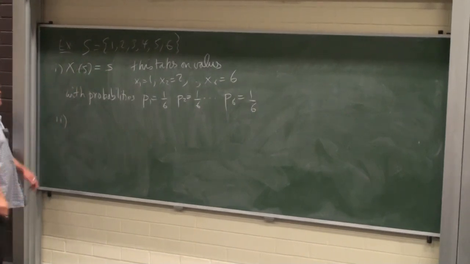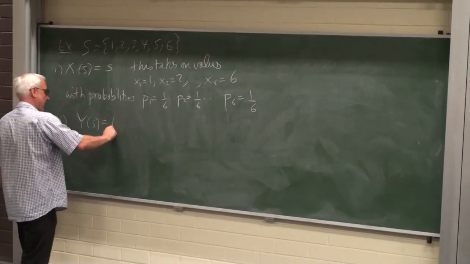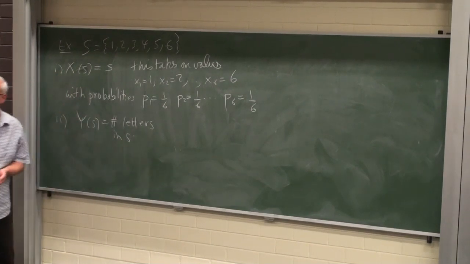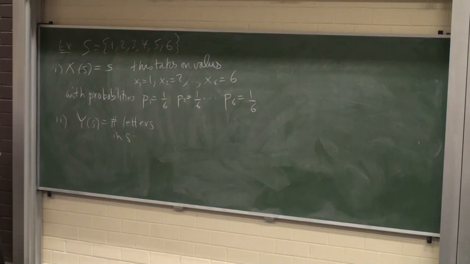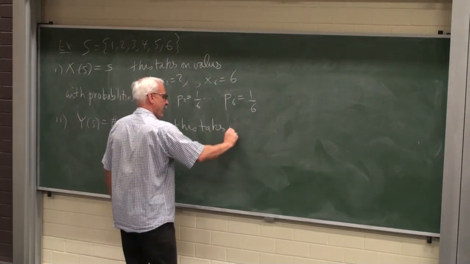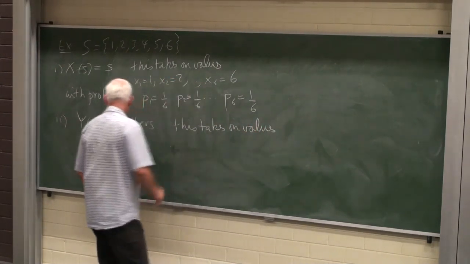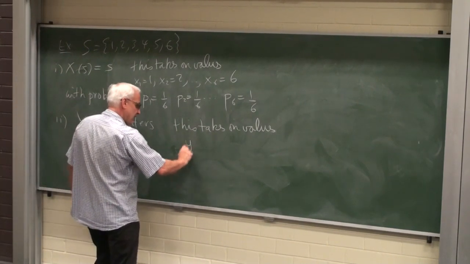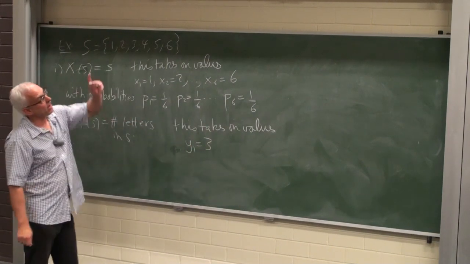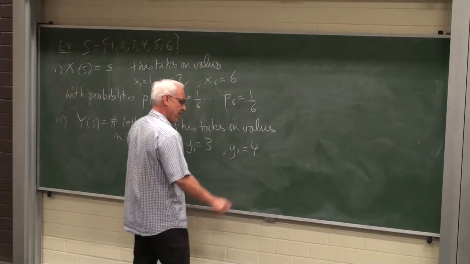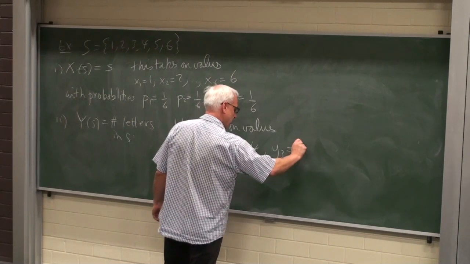Now let's have a look at the second random variable called y. Okay, so y of s was the number of letters in s. What values does this take on? Well, I might call them y1, y2, y3 now, not x1, x2, x3. So one of the values that it takes on is 3. And the other value it takes on is 4. I'll call that y2. And another value that it takes on is y3, which is 5.